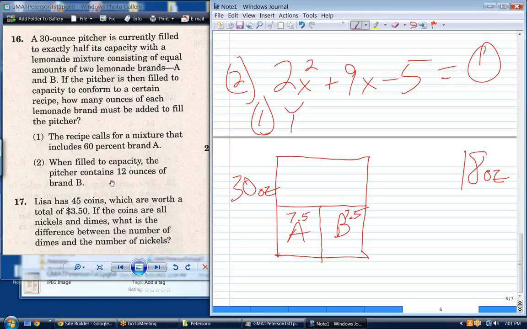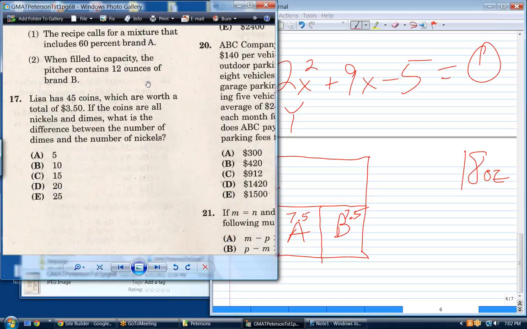2. When filled to capacity, the pitcher contains 12 ounces of B. Well, that would be 4.5 added, right? That tells us the same thing. Because you know B is 12, then A is 18, and I'd have to fill up the rest with A. So I would know how much of each I would have to add. So it's either one alone.